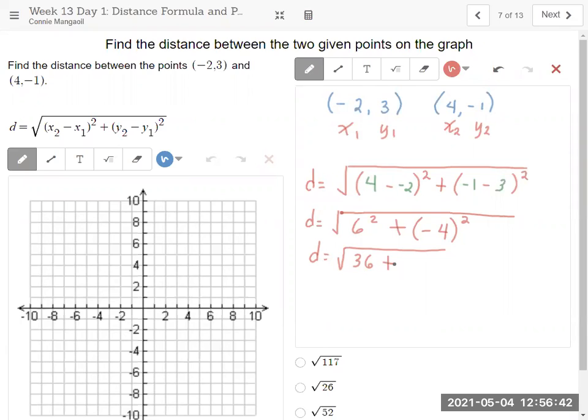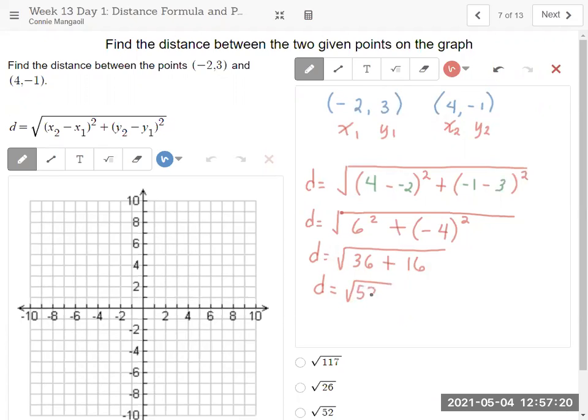Because negative 4 squared is the same as negative 4 times negative 4. And we know that if you multiply two negatives, it becomes positive. So negative 4 squared is positive 16. So when you square, you can ignore the sign, all right? Because it would always come up positive. What is 36 plus 16? 36 plus 16 is 52.